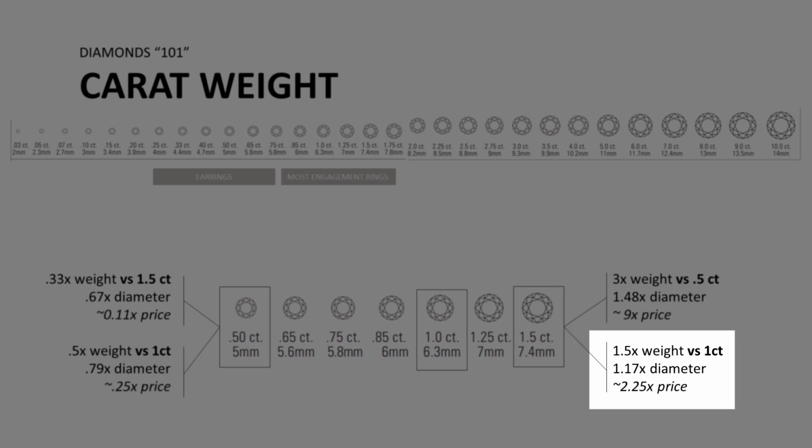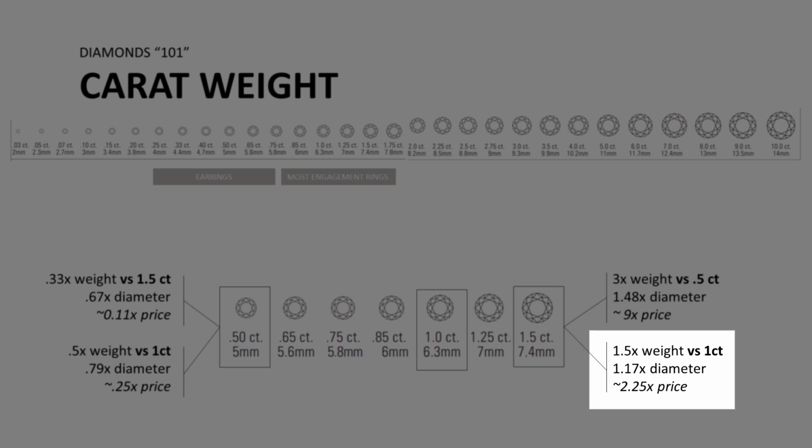Even more interesting, though not surprising, is that in order to get that 20% bigger looking stone, you're probably going to have to pay about 2 to 2.5 times the price. So this is because price moves exponentially rather than linearly in relation to the number of carats.